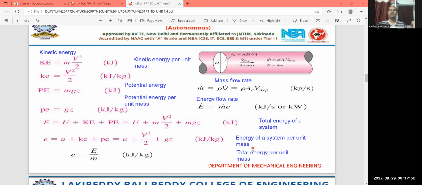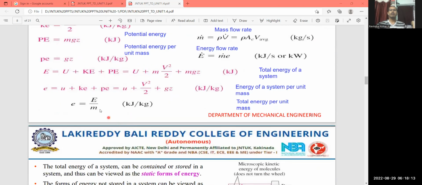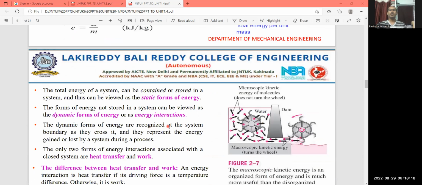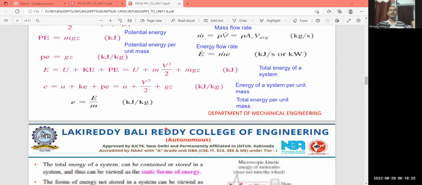So energy of a system per unit mass is represented as a small e, that is small u plus small kinetic energy, small potential energy: e = u + v square by 2 + gz. That means now per unit mass you have to represent. So small e is equal to capital E by small m, that is the mass of the system. So that is all about the different energies.